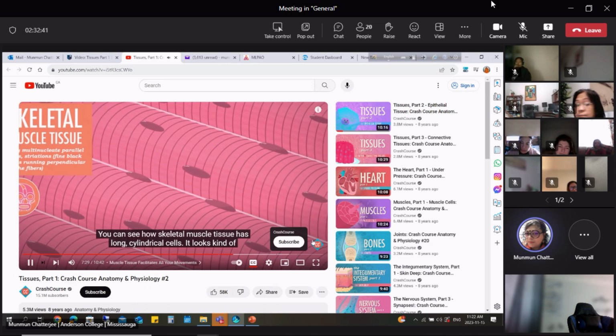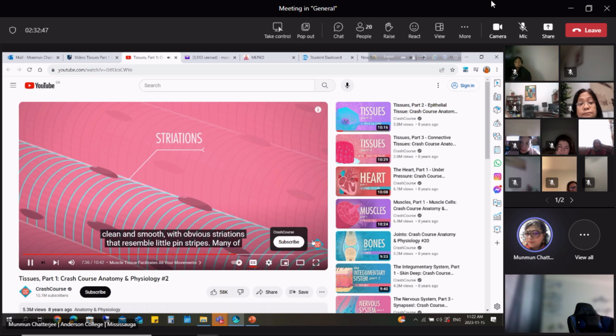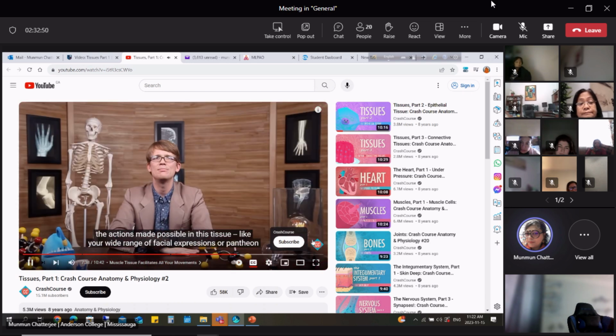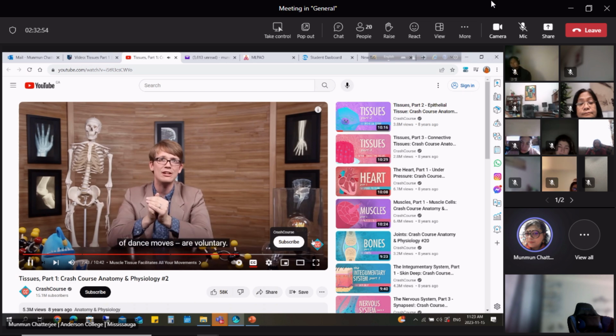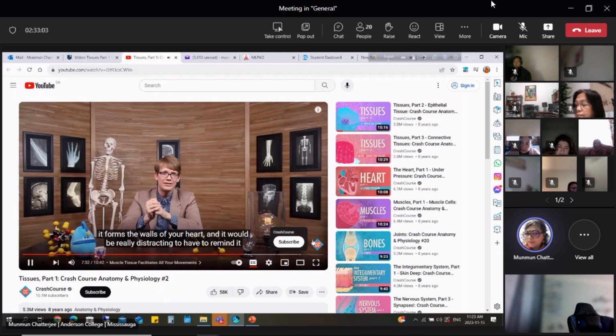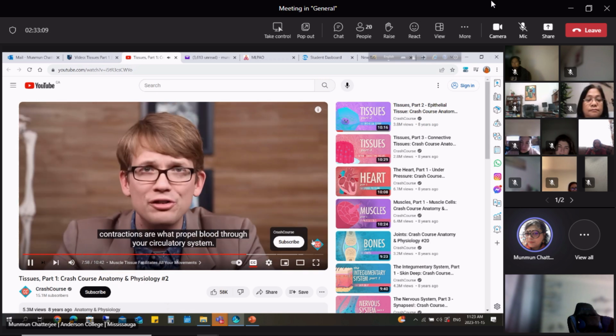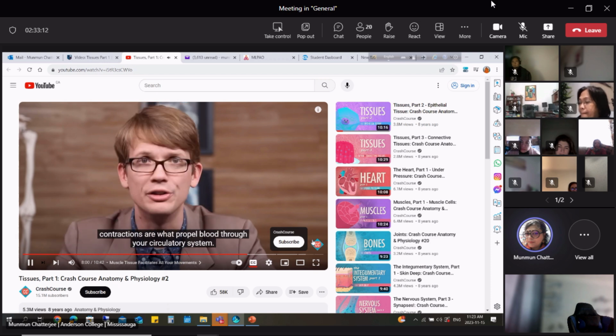You can see how skeletal muscle tissue has long cylindrical cells. It looks kind of clean and smooth with obvious striations that resemble little pinstripes. Many of the actions made possible in this tissue, like your wide range of facial expressions or pantheon of dance moves, are voluntary. Your cardiac tissue, on the other hand, works involuntarily, which is great because it forms the walls of your heart, and it would be really distracting to have to remind it to contract once every second. This tissue is only found in your heart, and its regular contractions are what propel blood through your circulatory system.